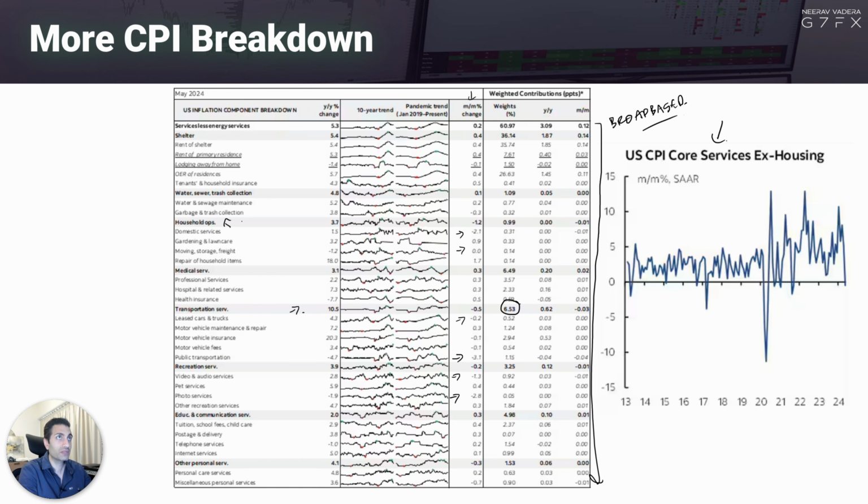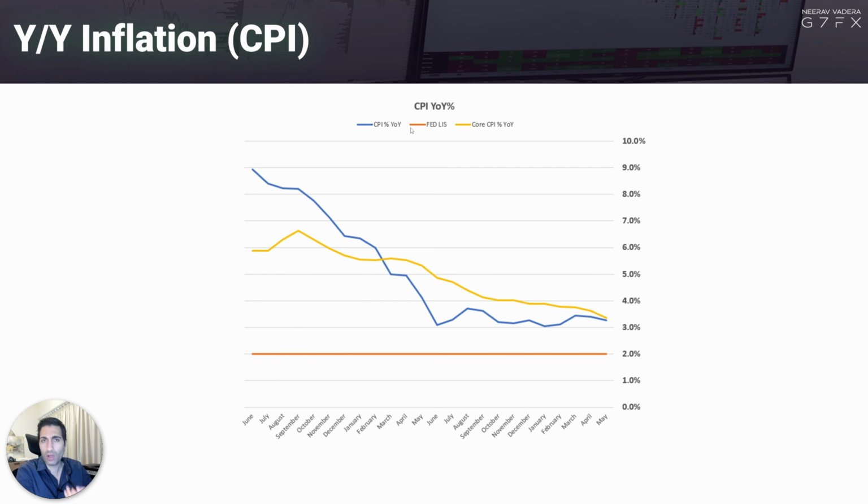So, as a trader, something that you might want to consider the next time CPI is released, just have a quick look at this sort of data, or I will do it for you. We can do it together.